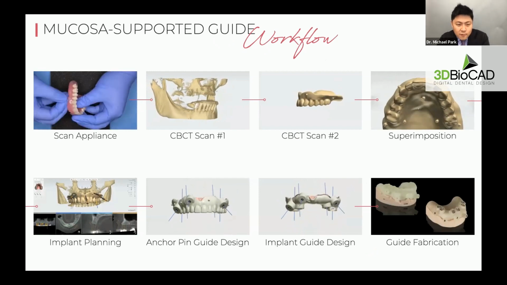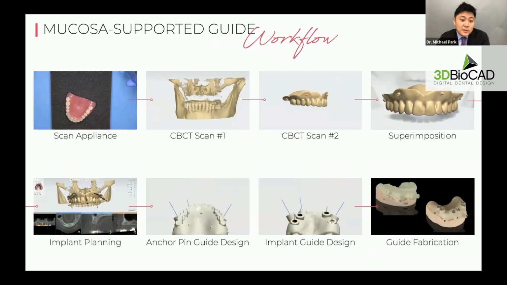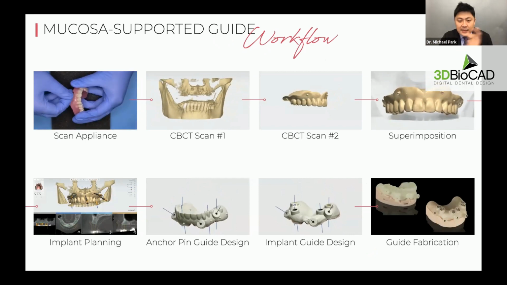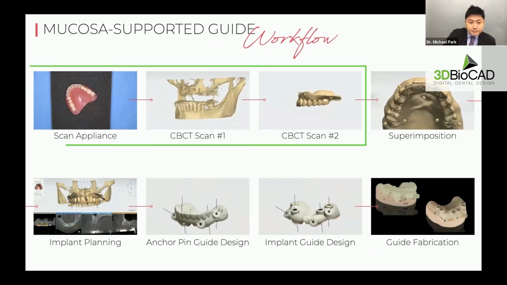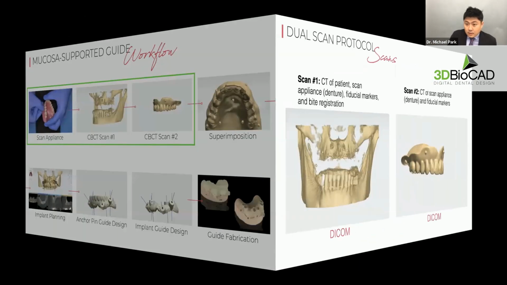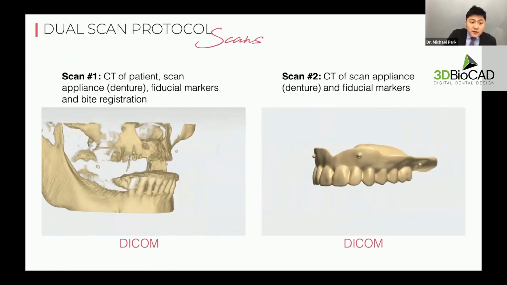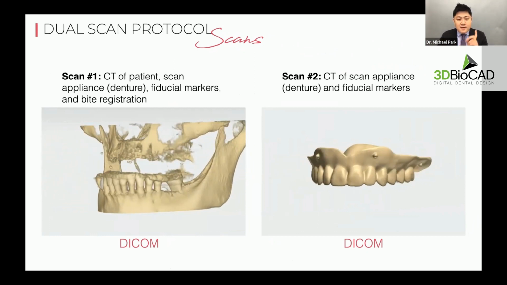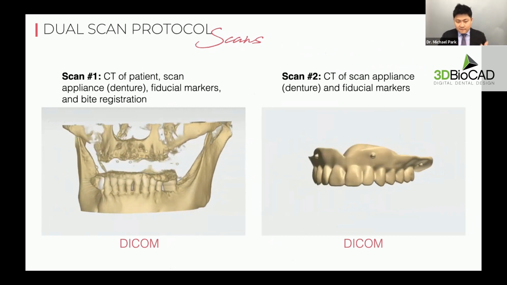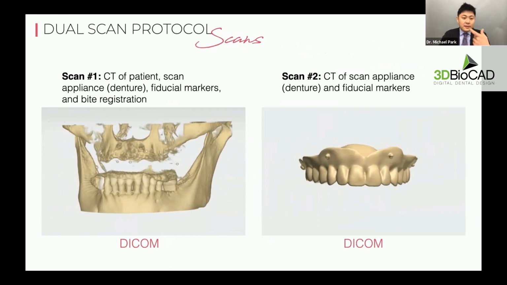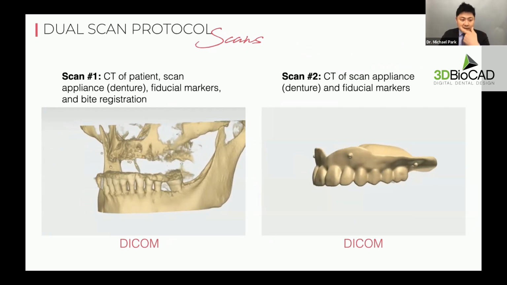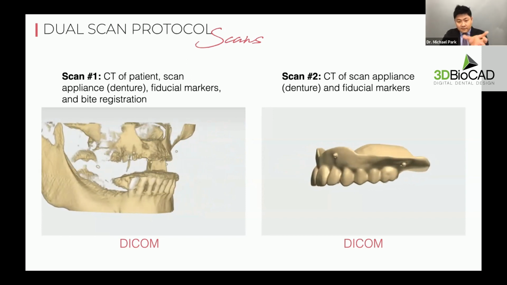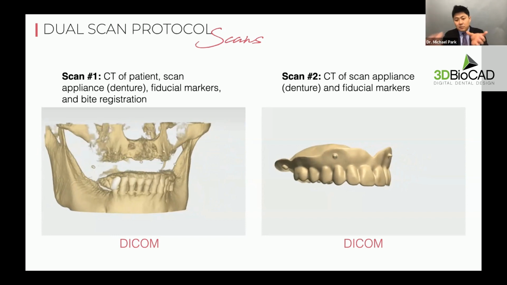So this is the workflow for the mucosa-supported guide. Unlike the tooth-supported guide, where we take a surface scan and one CT scan, here we're taking two CT scans, and we'll go over what those scans are. The first CT scan is of the patient with the scan appliance inside the mouth with fiducial markers. Fiducial markers are basically radiographic markers. And of course, the scan appliance is seated using a bite registration material. The second CT scan is of the scan appliance itself with fiducial markers on it.